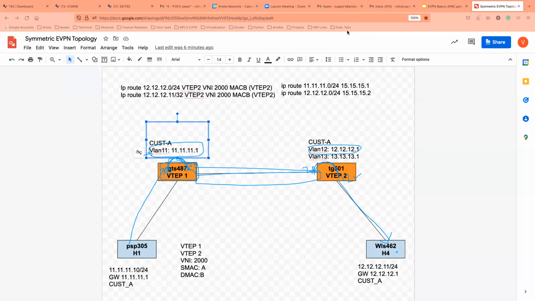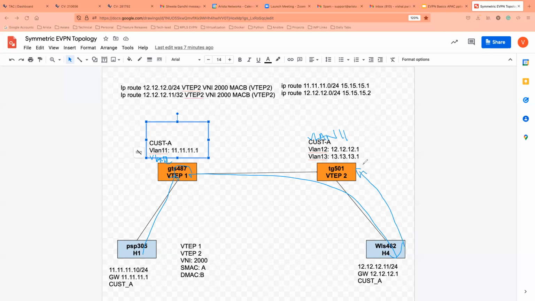But if we discuss asymmetric IRB, you have VLAN 11 and 12 on both sides, right? VLAN 11 and 12. All SVIs everywhere, right? So here also you have VLAN 11. Then what will happen when you send a packet from one host to another? You do routing here from VLAN 11 to 12, and bridge the packet directly. For reverse traffic, you do VLAN 12 to 11 routing here, right? And then bridge the packet.